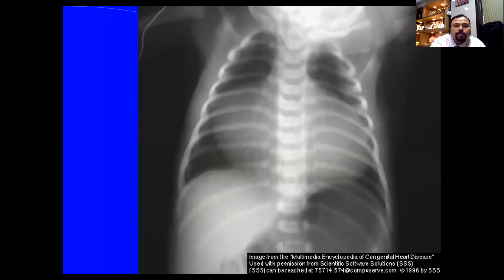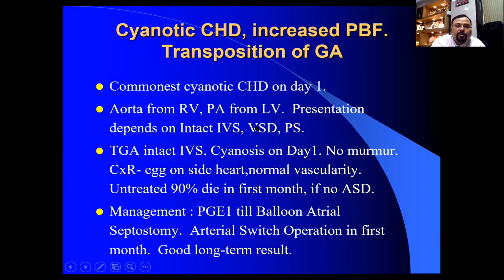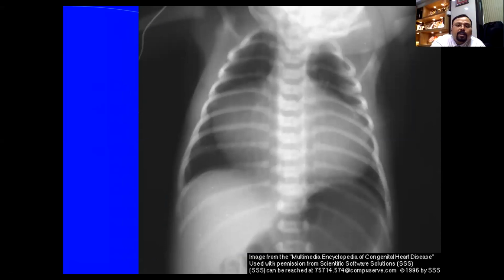This X-ray shows huge cardiomegaly, CTR of almost 0.9, and this is the right atrium, occupying almost 5 intercostal spaces on the right side. You can see pulmonary blood flow is decreased, which is in favor of pulmonary stenosis.